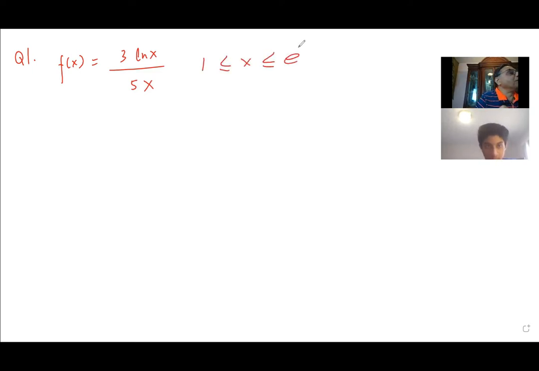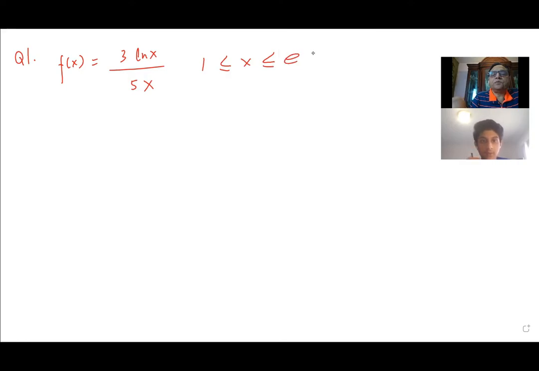Let's begin with question number 1, which is for you. f of x equals 3 ln x over 5x, and we are given a closed interval, which is between 1 and e. That is the closed interval in which we have to work. We need to find the maximum and minimum value for this particular function. How will you do it?